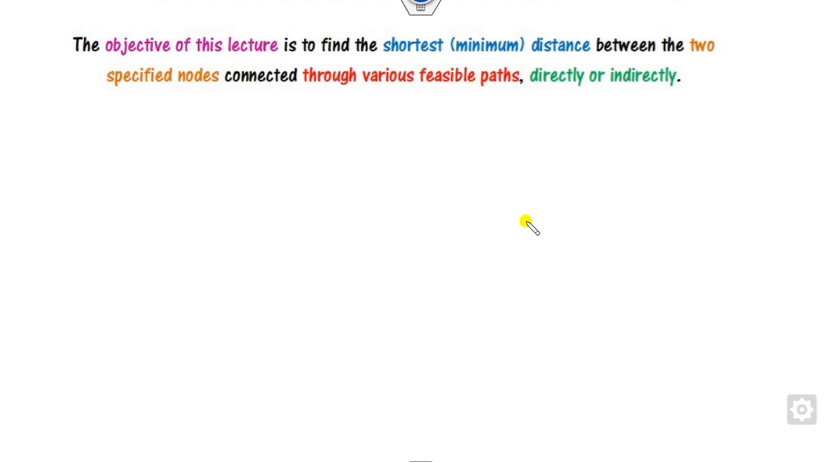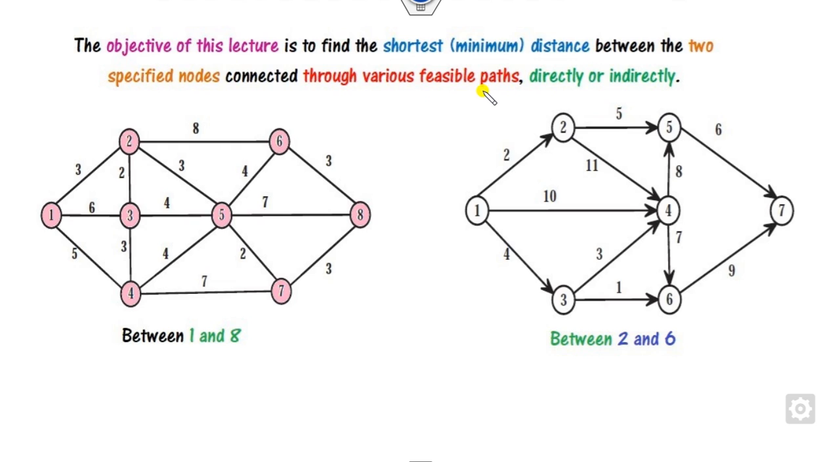The objective of this lecture is to see how we can find the minimum distance between any two specific nodes which are joined together either directly or indirectly. For example, consider this network: how can you find the minimum distance between node 1 and 8? They are not directly joined, they are indirectly joined. There are many ways: you can go 1 to 3, 3 to 5, 5 to 8, or 1 to 4, 4 to 5, 5 to 8, and so on. But which one of them is the minimum?